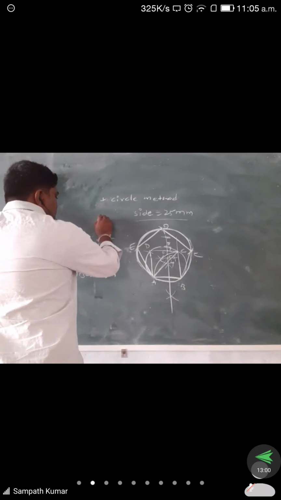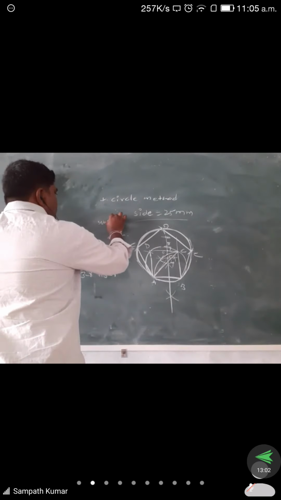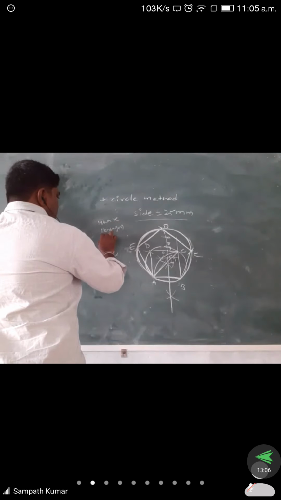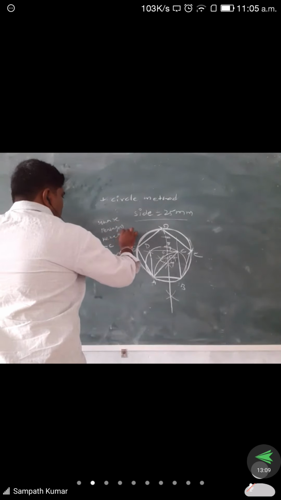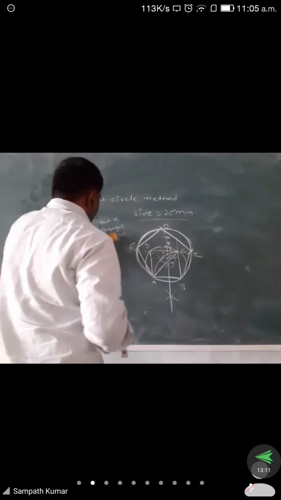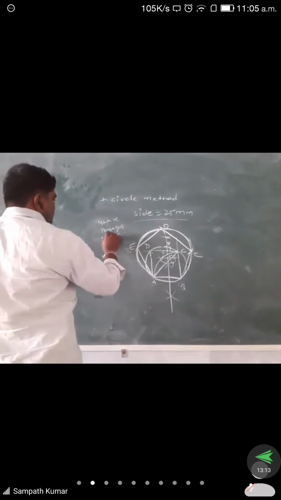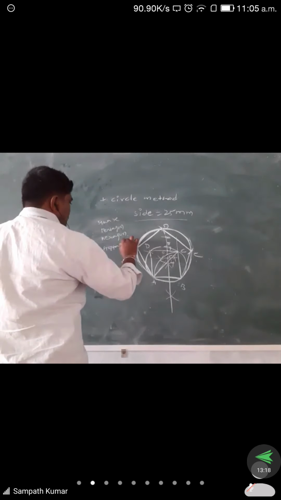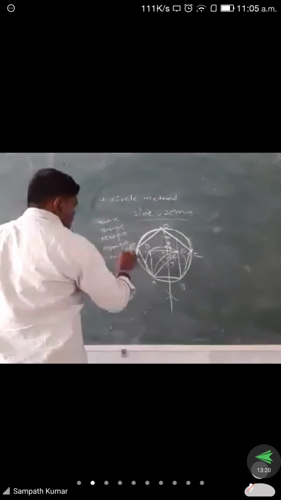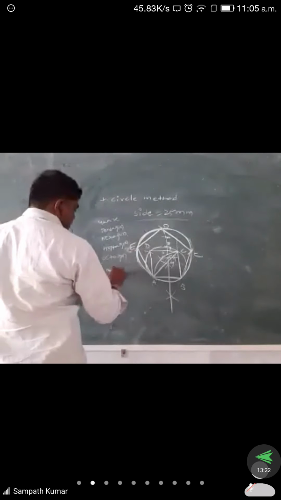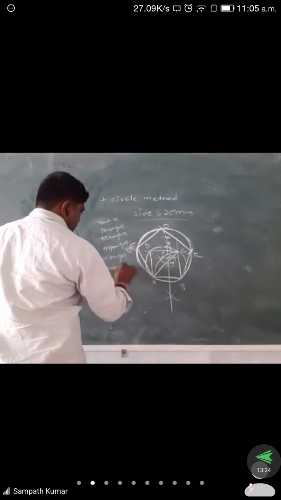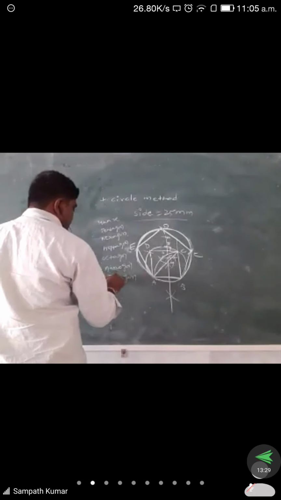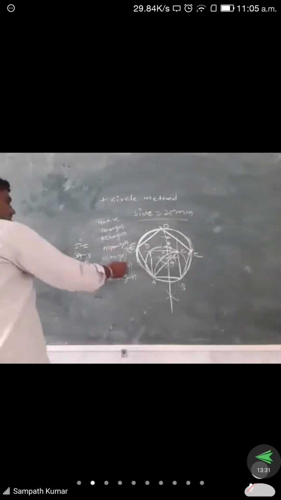First one is square, pentagon, hexagon, heptagon, octagon, nonagon, and decagon. Okay, 1, 2, 3, 4, 5, 6, 7.